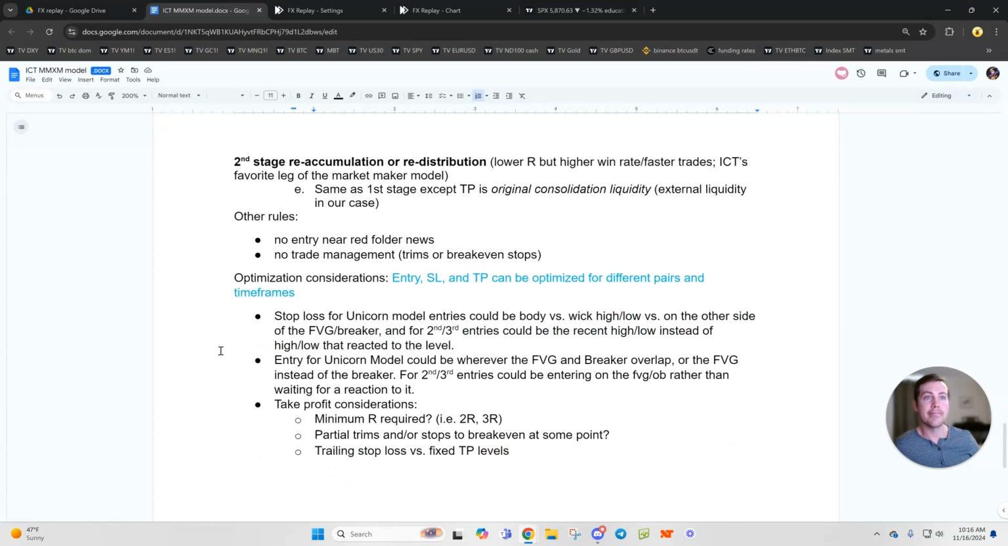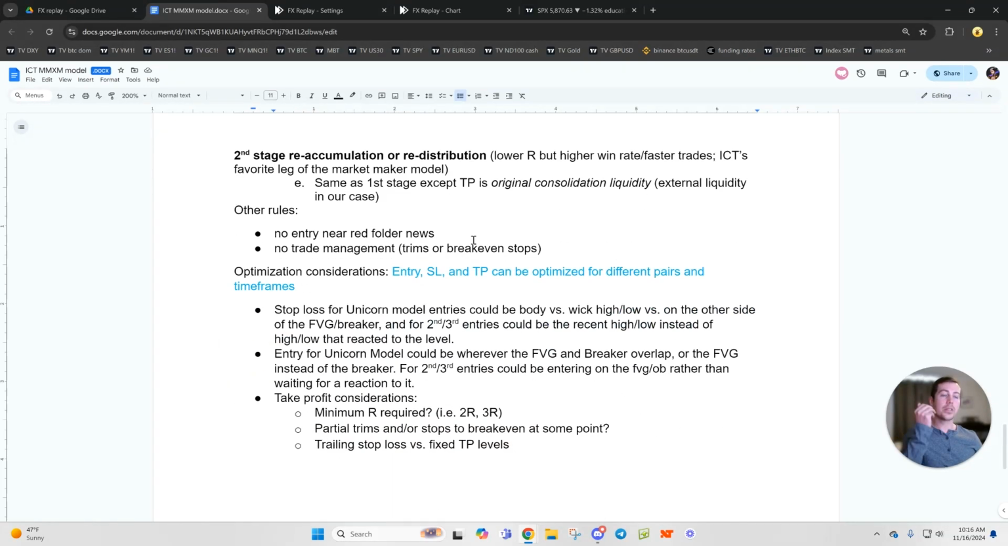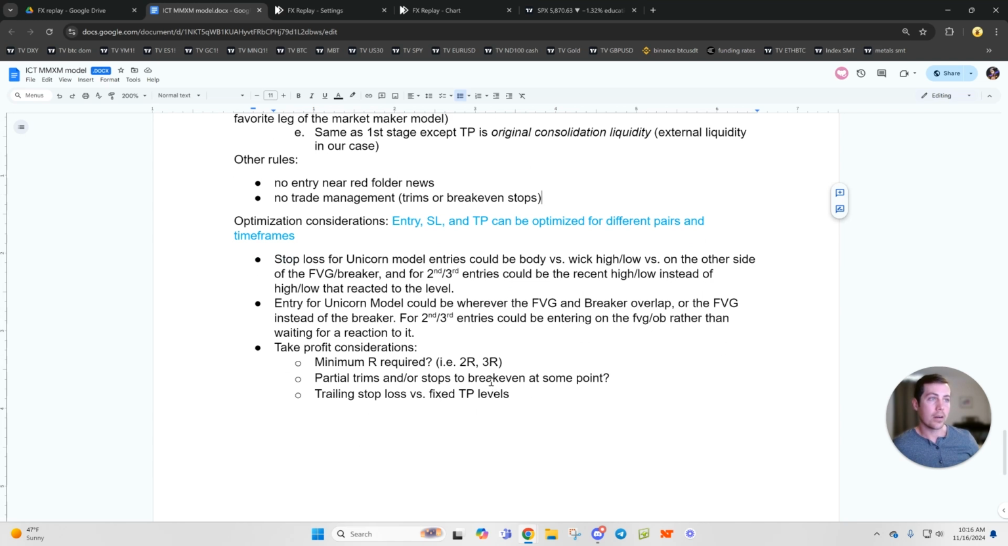So what else? I'm not going to trade if there's red folder news. For today, I'm not going to do any trade management. We did a little bit of stop to break even last week, but I'm not going to deal with that. It's either going to be a win or a loss. And as I mentioned in the past, there's a ton of optimization considerations for the unicorn model entries or the Doyle exchange. You can use the wick highs or lows, or the other side of the fair value gap breaker. For the Doyle exchange, you could potentially enter on the order block fair value gap retracements instead of waiting for the reaction. There are also take profit considerations, etc. So there's a lot of different optimization considerations you can think about.